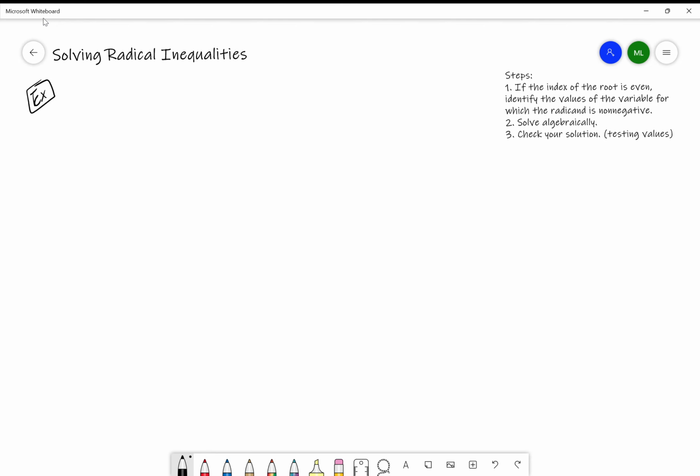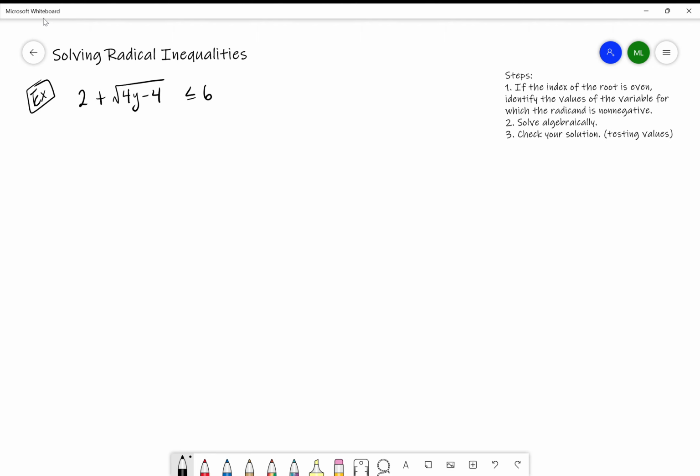So here's an example. Let's say we've got 2 plus the square root of 4y minus 4, and this is less than or equal to 6. Now, regular rules of inequalities also apply. So remember your algebraic rules for inequalities, like dividing by a negative and all that. You'll see as I work through this.